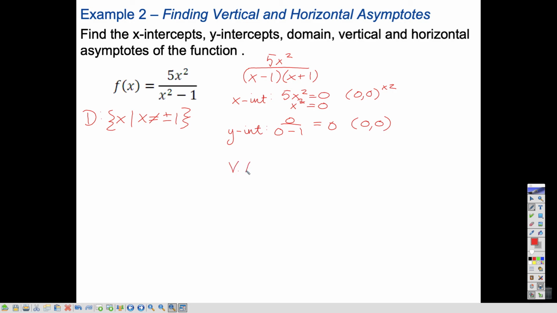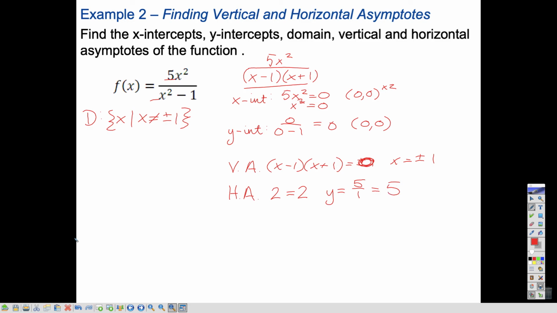Vertical asymptote. How do I find vertical asymptotes? Your denominator. My denominator, and I use the factored form because that's what I'd have to do anyway, right? So it's x equals plus or minus 1. Oh, that should be 0 right here, shouldn't it? Okay, then what? The horizontal asymptote. How do I find horizontal? Compare the powers of the numerator and the denominator. So I have 2 and 2, so they are equal. So y equals 5 over 1. Yes? It is 5. So it's y equals 5.